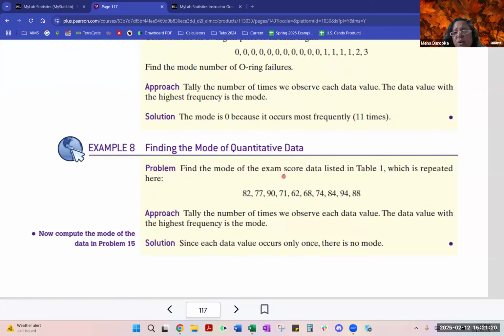This one here, again, we're going back to those original 10 students who had their first exam score recorded. So you can see in this case, none of the values occur more than once. So there is actually no mode because none of the values are repeating. So if there's no value repeating, there is no mode.